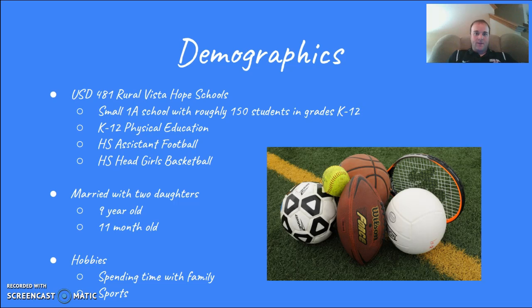Some demographics. I teach in the Rural Vista School District, USD 481. We are comprised of two K-12 buildings. One is White City Schools and the other is Hope Schools. I am currently the PE teacher at Hope Schools. We're a small 1A school with roughly 150 students in grades K through 12, and that is the same for both buildings. So overall, we have a total of about 300 students in our district.